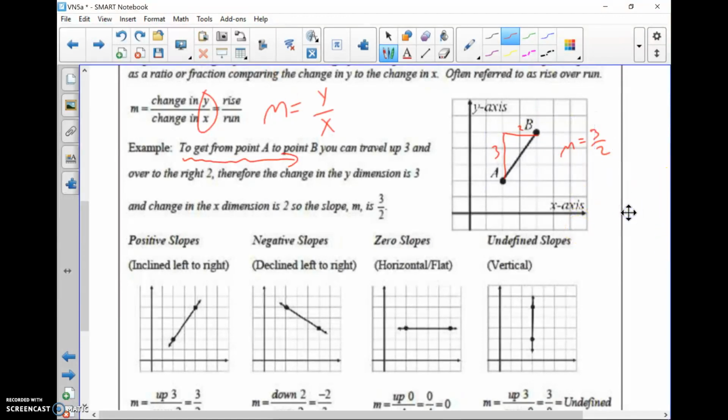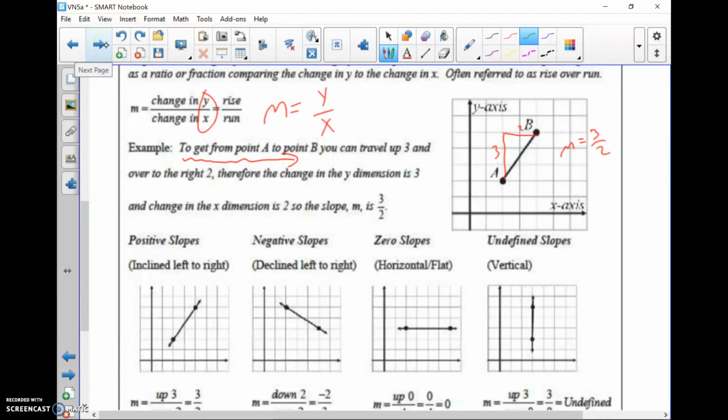What this is explaining is that you have to do y over x, because technically, if I'm just giving directions, I could say go to the right by 2 and then up 3. But that's not how we represent slope, and we need to be consistent in mathematics. So we always do y on top.